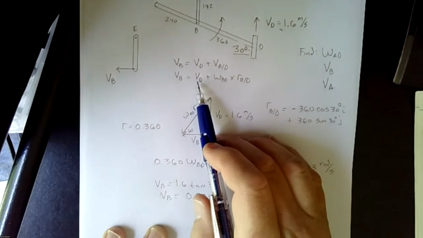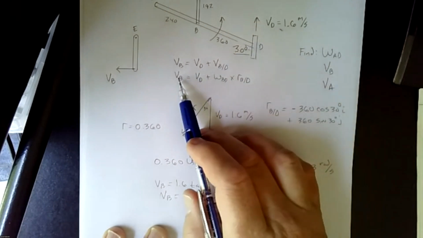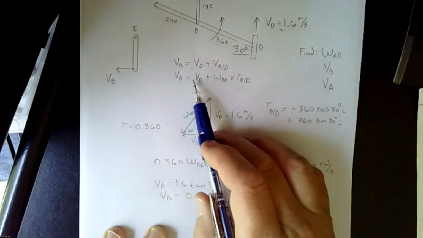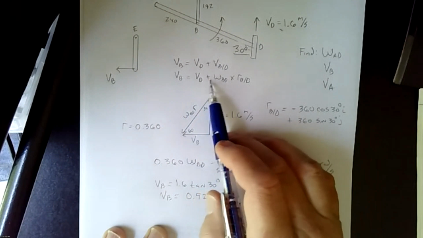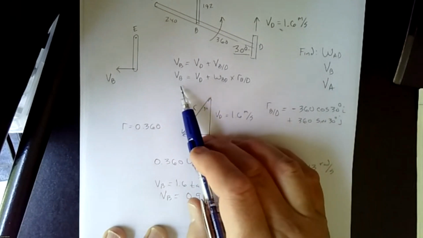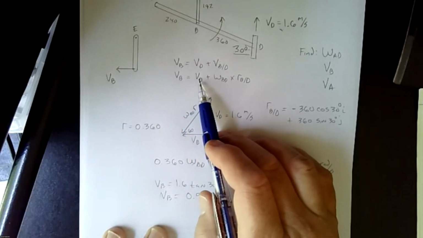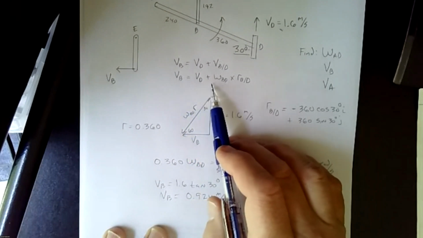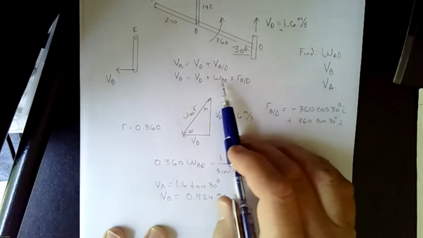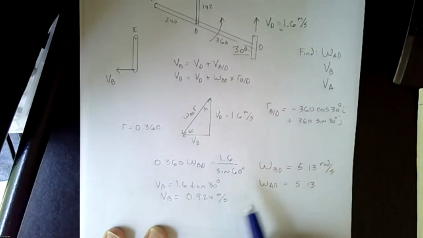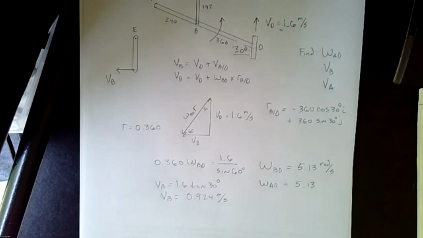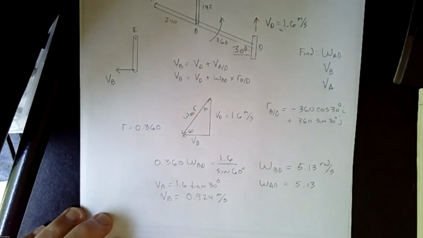You'll know VD, right? And you won't know VB, but you can then make it just in the J direction as before, and then you can set this equal to 0. So you have 0 equals 1.6 J, and then plus this cross product. So your only unknown will be omega, and you can do it that way also. All right, so let's continue. So we've gotten 2 of the 3 things we need.